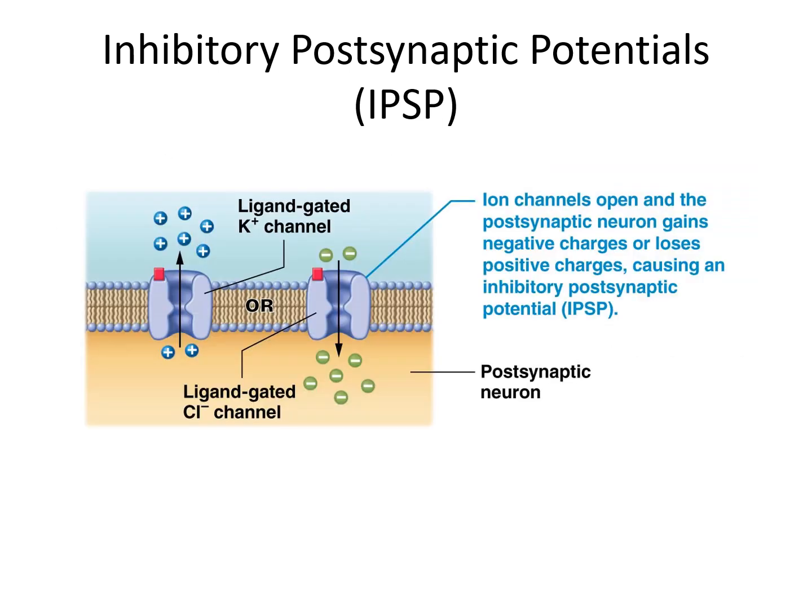So here is an example of a ligand-gated potassium channel on the left and a ligand-gated chloride channel on the right. Upon binding its neurotransmitter, movement of potassium out of the cell or chloride into the cell will both result in hyperpolarization and produce an IPSP. Make sure you understand why this positively charged potassium, as it leaves, is going to make the inside more negative. And these negatively charged chloride ions, as they move in, are going to make it more negative inside to produce IPSPs.